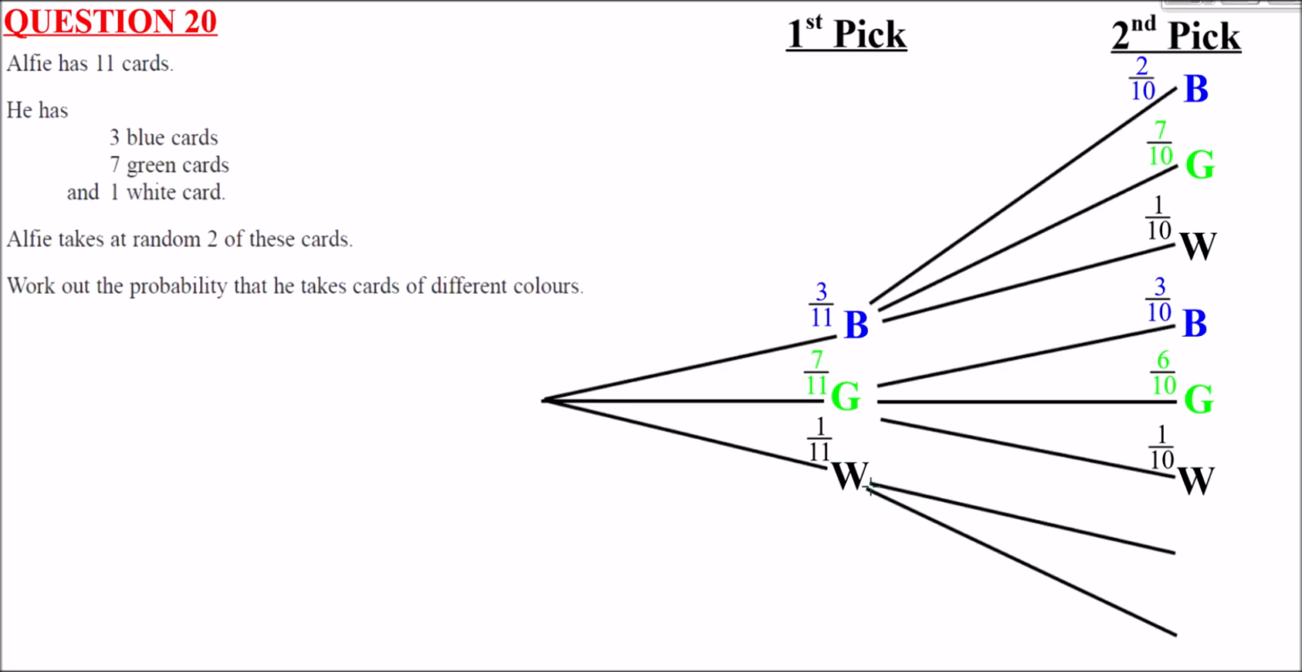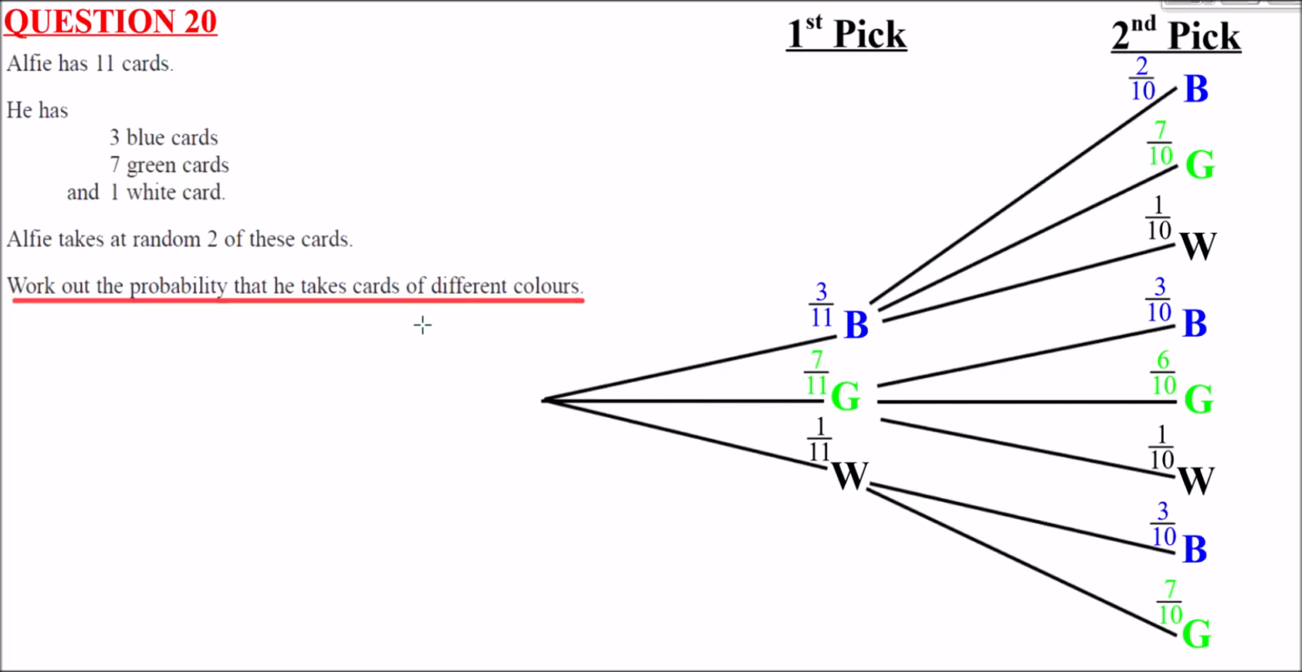You can't have white being picked twice, because there's only 1 white card there anyway. So if a white one was picked first, the chance of a blue being picked next would be the 3 blue which are still left out of the 10 cards, and therefore 7 out of 10 chance of picking a green. So our question here is to work out the probability of it taking cards of different colours.